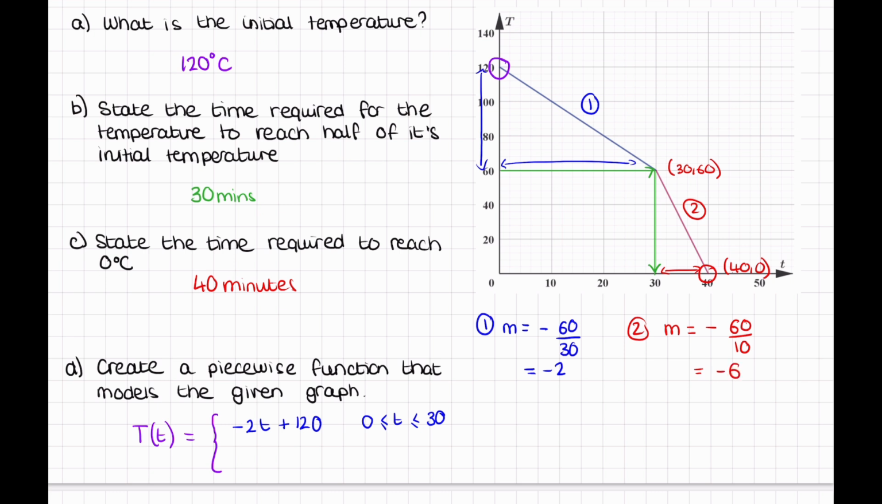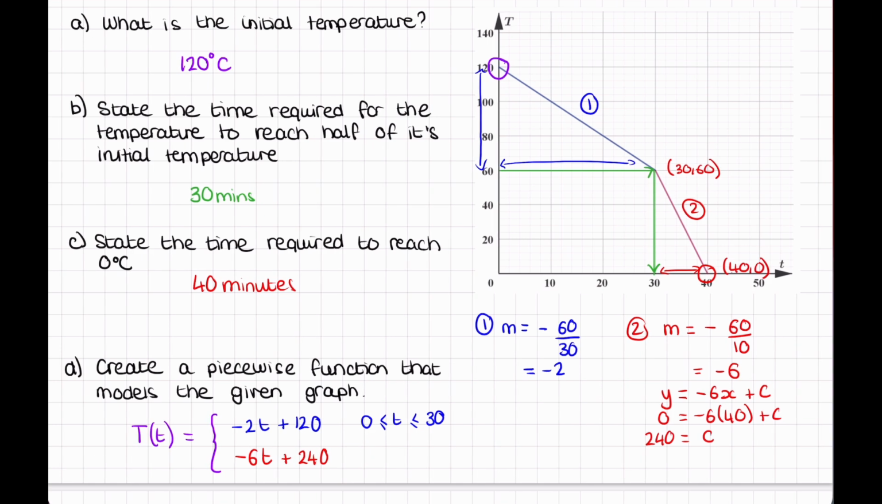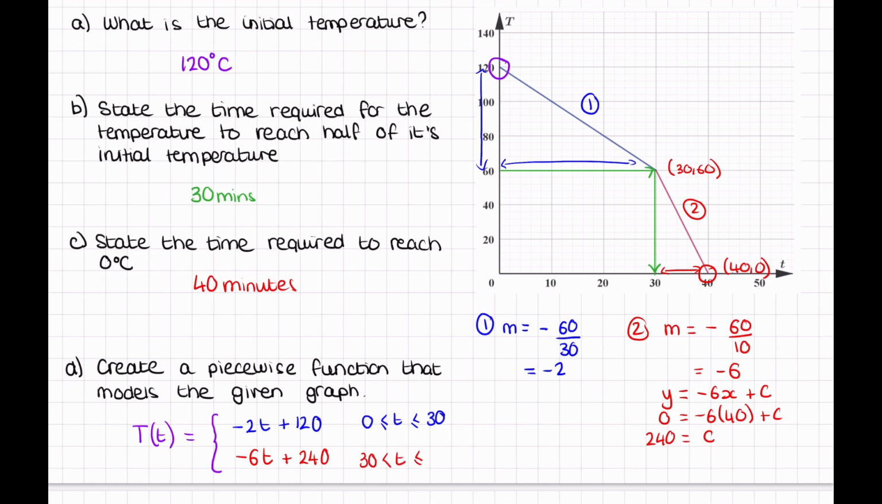This one though, we don't know yet the y-intercept, the c value, so we need to work that out. If we put it into the y equals mx plus c equation and put in a point, so 0 equals -6 times 40 plus c, work this out, and we would end up with 240 equals c. So our next equation would be -6t, because we are looking at time as our variable, plus 240, which would be the y-intercept if it was possible. Then the domain of this function starts at 30 and goes all the way up to 40.